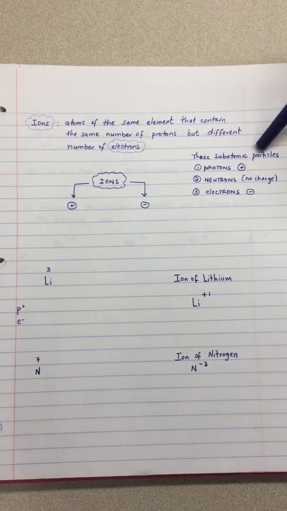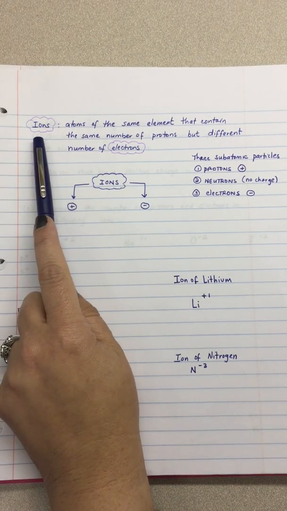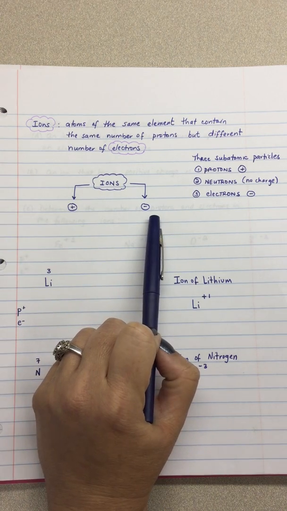So there are three different types of subatomic particles in the atom. We have protons, which have a positive charge, neutrons with no charge because they're neutral, and electrons, which are negative charges. Now, when you have atoms of the same element with the same number of protons but a different number of electrons, you're going to have something known as ions. Ions can have positive or negative charges depending on what's happening to the number of electrons.